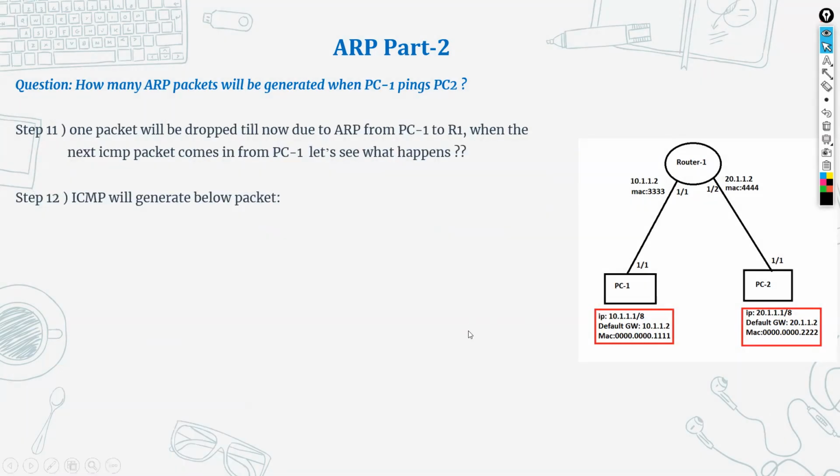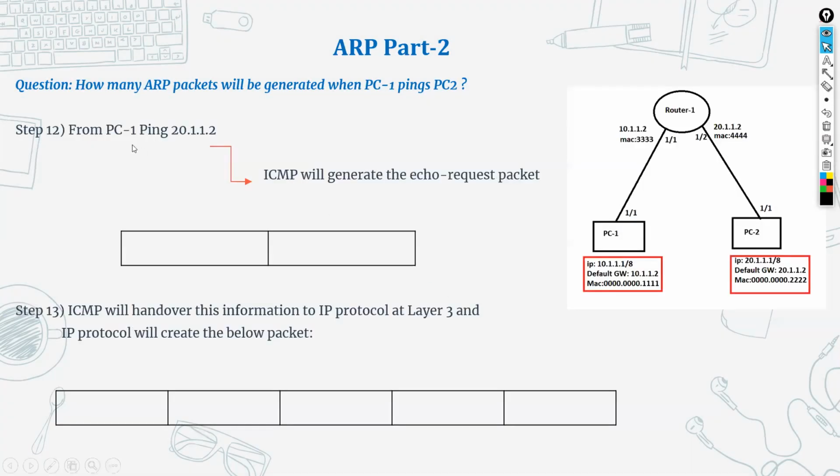So now you can see in this whole process, PC1 did the ARP for its gateway. One packet is already dropped, right? So when the next ICMP packet comes in from PC1, let's see what exactly happens. Okay, so again, there is a ping from PC1 to PC2. So an ICMP echo request will be generated, right?